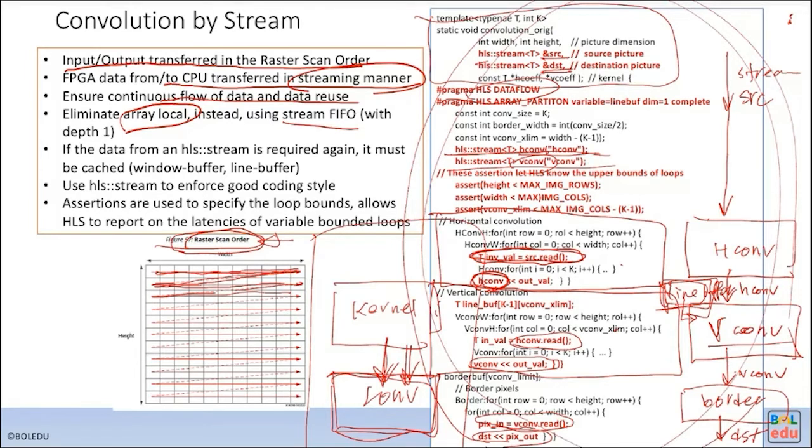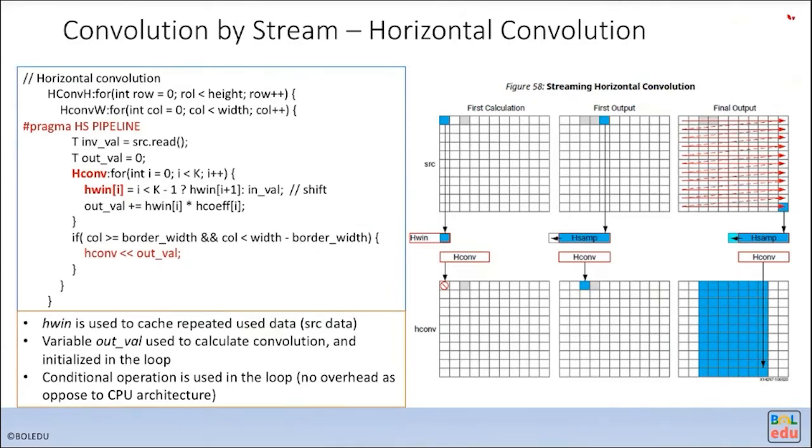Okay, so that's the basic structure. Then let's look at the detail. There are very subtle details in the coding to ensure the data flow is really feasible. I will go through the code in detail. Right now let's do the horizontal convolution. To do the convolution, you need to have a horizontal window. So that's another cache buffer, used to cache the repeated data use.